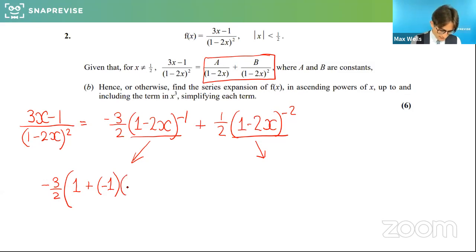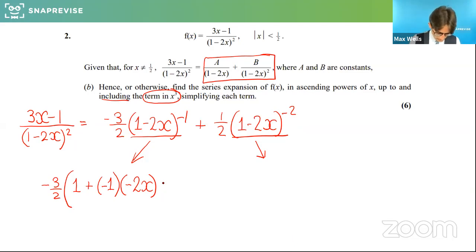And then we're going to times that by the other part of the bracket, -2x. And I would use a lot of brackets here carefully to make sure that I'm careful with the negative signs, okay? And it says up to and including the term x cubed, okay? So let's have a little look.